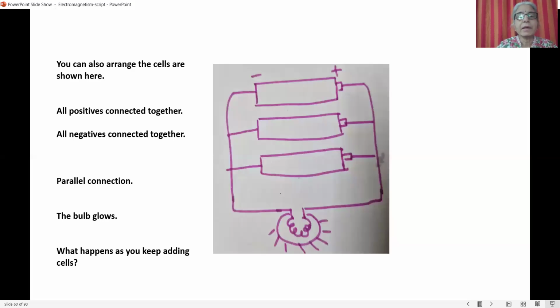You can also connect the cells in a parallel connection. So this is a parallel connection. All positive terminals of the cells are connected together. All negative terminals of the cells are connected together. And we then feed those two terminals to the two ends of the bulb.